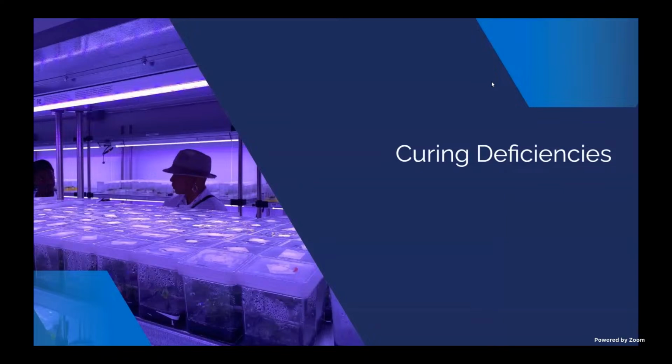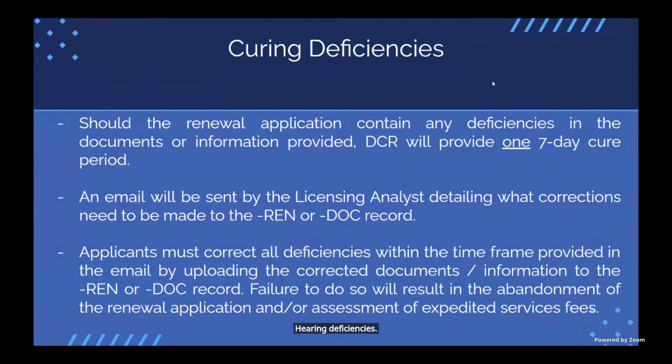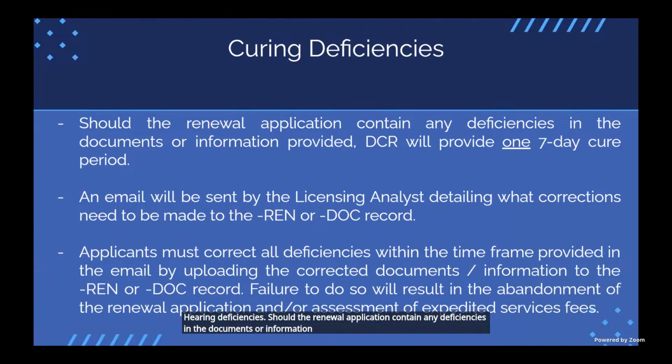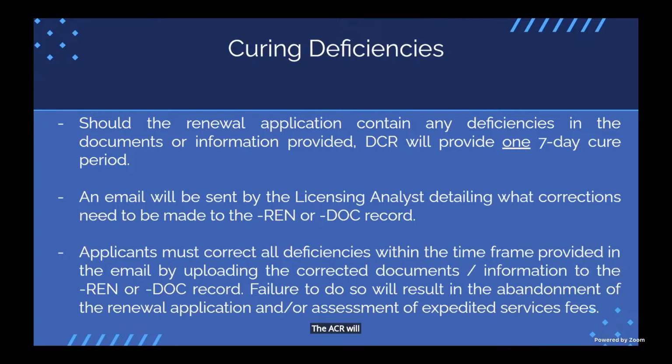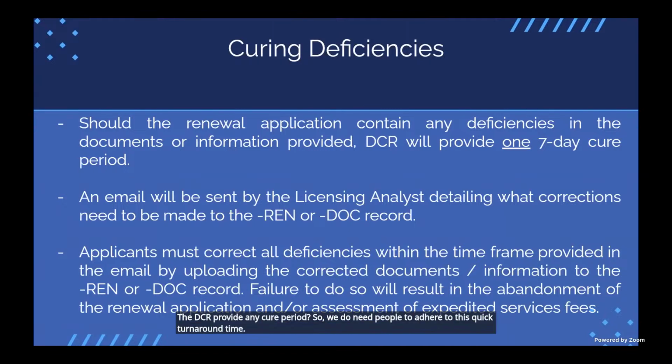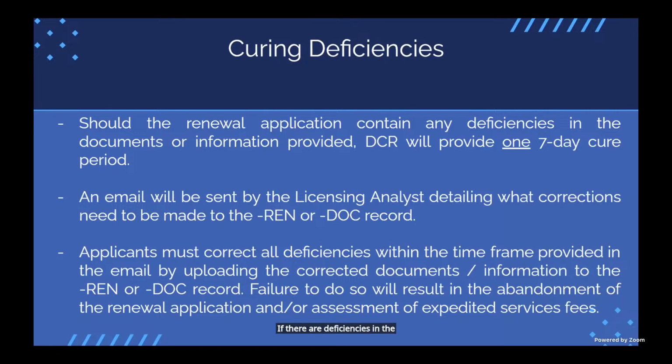Hearing deficiencies. Should the renewal application contain any deficiencies in the documents or information provided, DCR will provide one 7-day cure period. The code does not mandate that DCR provide any cure period. So we do need people to adhere to this quick turnaround time. If there are deficiencies in the documents or the information provided, you will only get one 7-day cure period to fix them. If you do not fix it within that cure period, you may be subject to additional fees.